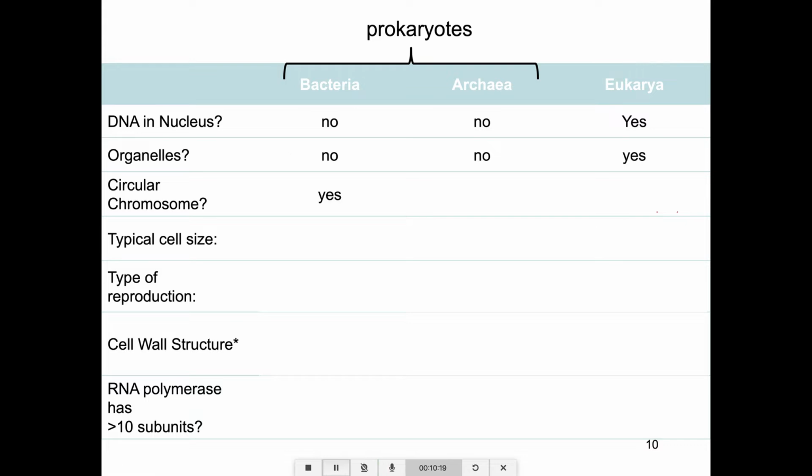Bacteria? Yes, they do. So their chromosomes or their DNA is organized into a circular chromosome. What about archaea? Yes, they do. What about eukaryotes? No, they do not. Their nuclear DNA is linear.